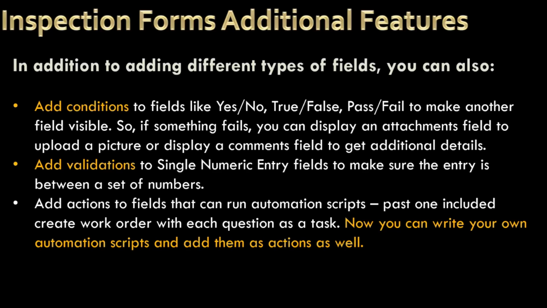We also have the ability to add validations. So on your validations, if you're doing numeric entry fields, let's say you're asking them to put in a priority and someone puts in 10, but your priority options are only 1 through 5. You can put in a validation to make sure that they put in a number greater than 0 and less than 6. So we'll look at those validations as well.